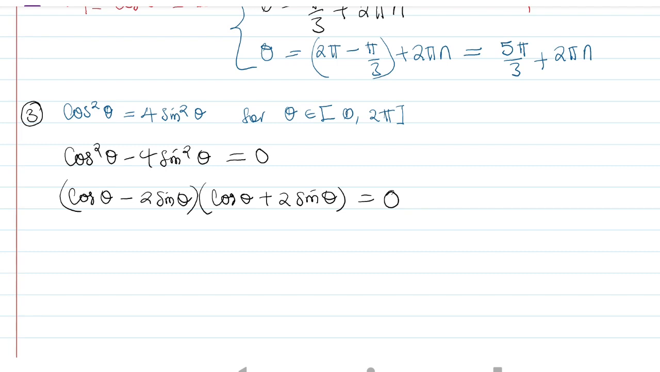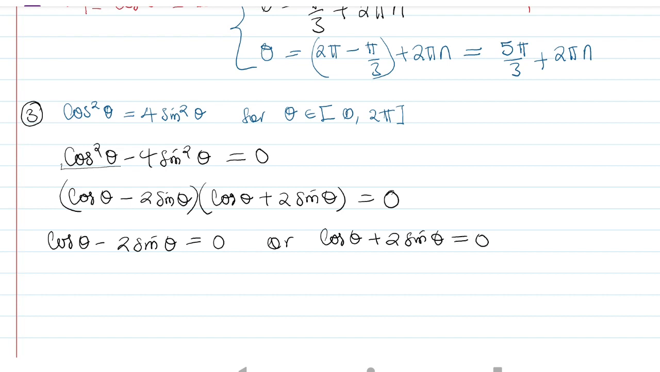So what did I do? I just factorized this thing, okay? So if you want, you can change cosine squared theta to 1 minus sine squared theta and then simplify. But I just decided to use this different method, okay? What does this tell us? This tells us that cos theta minus 2 sine theta is equal to 0, or cos theta plus 2 sine theta is equal to 0. Let us start with the first one.